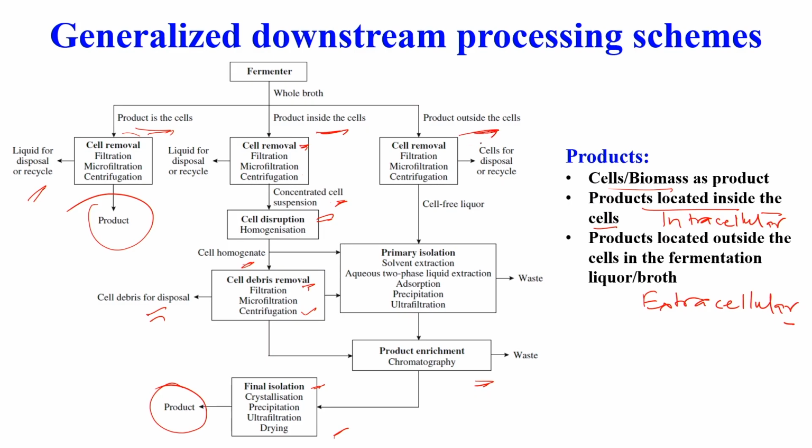Third case, when it is an extracellular product, you go for cell removal, then you have to dispose of the cells. You have cell free liquor, and you go for primary isolation. It may be solvent extraction, because here you need to concentrate first. It may be adsorption, precipitation or ultrafiltration. Then you go the same route, product enrichment and then final isolation.